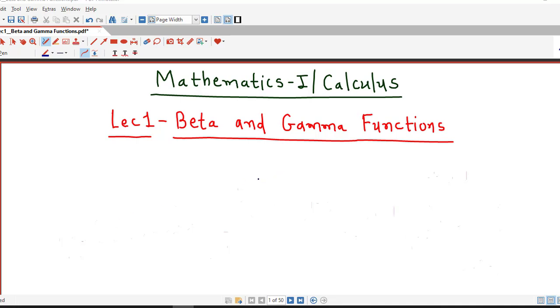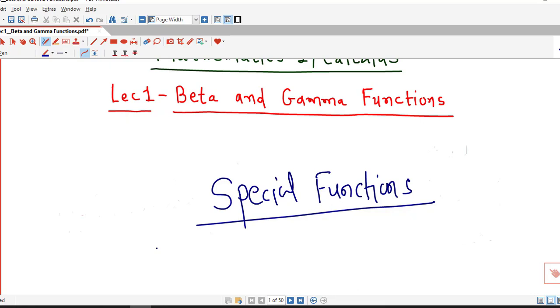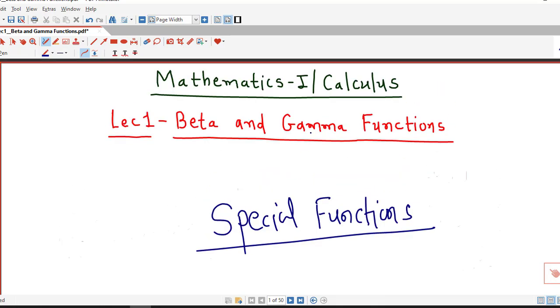Today we are going to start a new topic known as beta and gamma functions. These beta and gamma functions are special types of functions which we are going to define using improper integrals. We cannot define these two special functions in terms of elementary functions. So first we will discuss in this lecture.